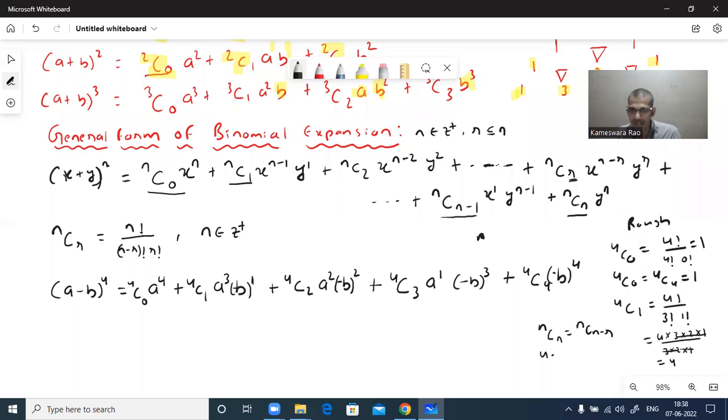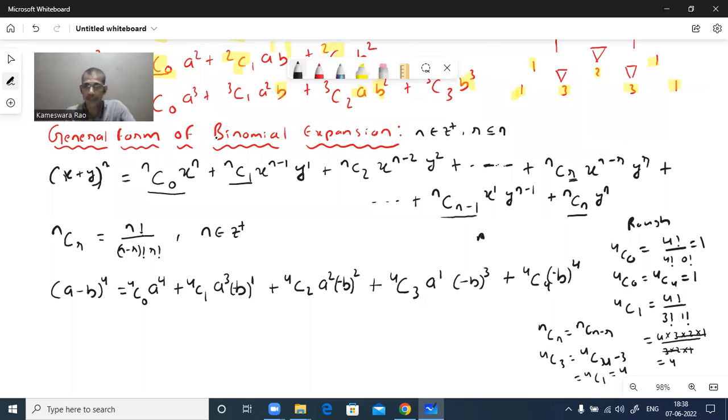So if you want to find 4C3, what you can do is N minus R, 4 minus 3, which means 4C1. 4C1 you just found, that is 4. So 4C3 is 4 only. Then you just have to find 4C2, and then you can write the expansion here. You can use the Pascal triangle also; the same thing will come.